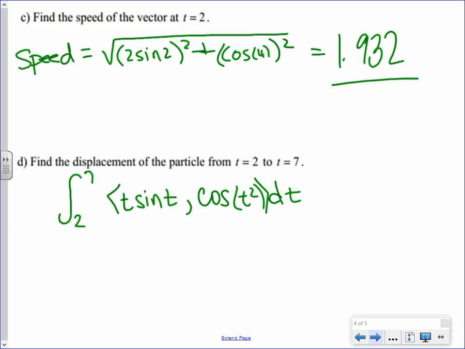Now, we don't know how to actually take the antiderivative of cosine of t squared. We could use integration by parts for t sine of t, but guess what? We have our calculator in this example. So use your calculator, the Math 9 command, individually. Math 9 for the horizontal component, Math 9 for the vertical component. Cosine of t squared? Nope.